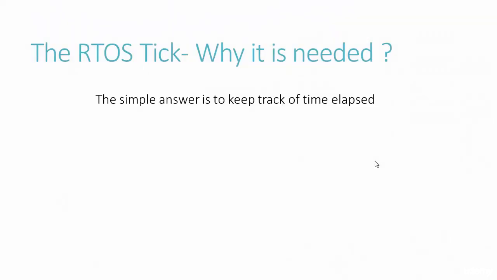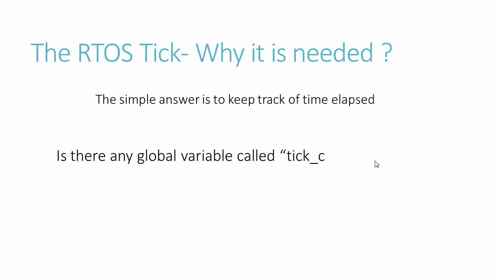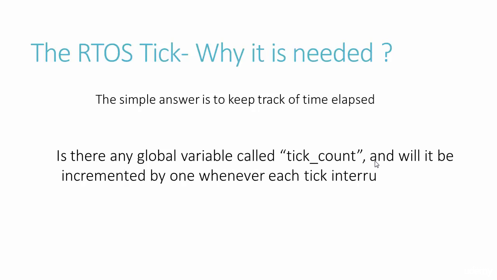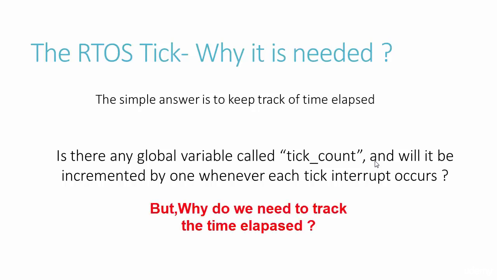The simple answer is to keep track of time elapsed. That means, is there any global variable called tick count, and will it be incremented by 1 each time the interrupt occurs? Yes, exactly. There is a FreeRTOS global variable called tick count, and it will be incremented whenever the tick interrupt occurs. And why are all these things needed? Let's understand that in the next slide.